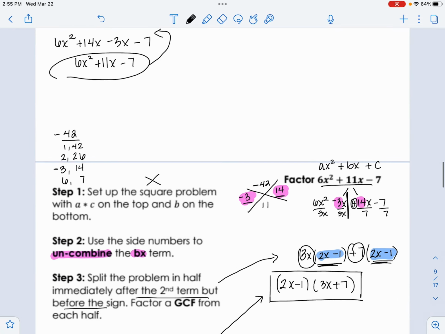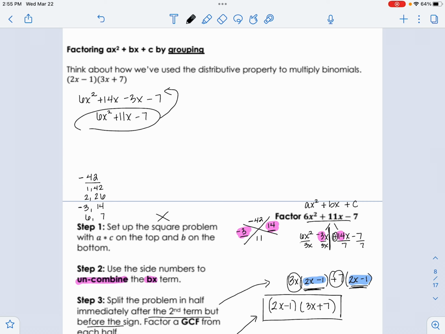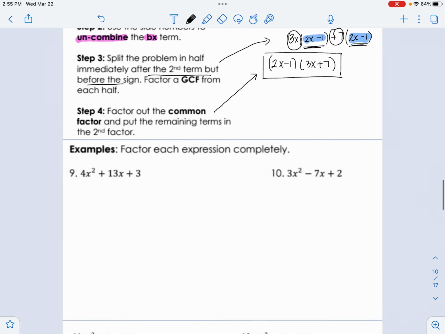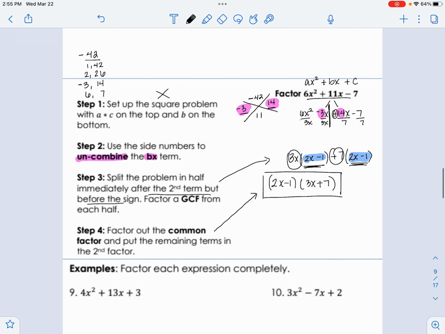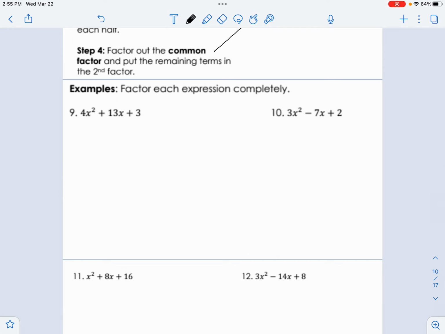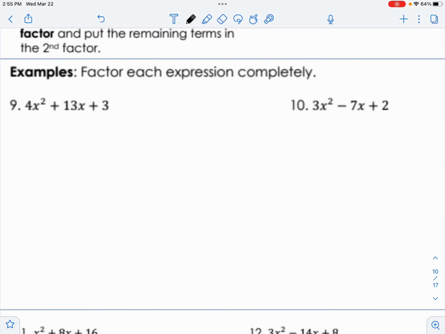Let's go back and look at our original problem. Our original problem, which before when we were multiplying it, was 2x minus 1 times 3x plus 7. And now I can take a polynomial that's a trinomial, and I can factor it into its original binomial factors. Okay. Next, we'll do some examples without all the steps written to the left. So let's factor number 9.